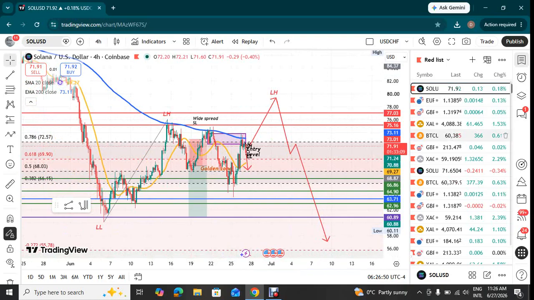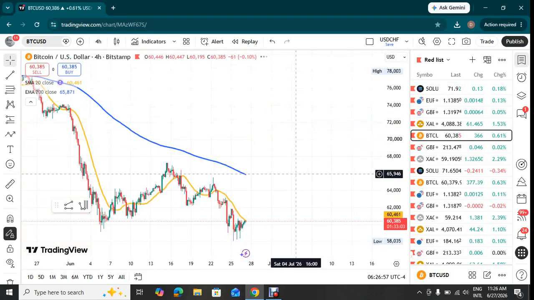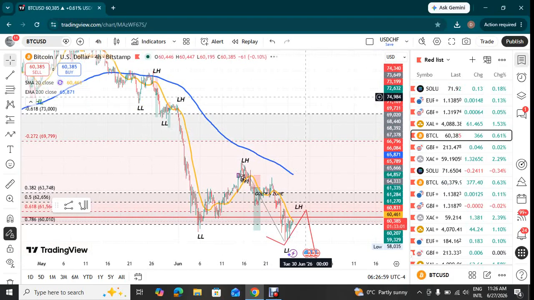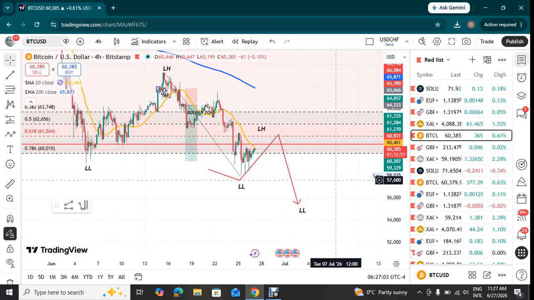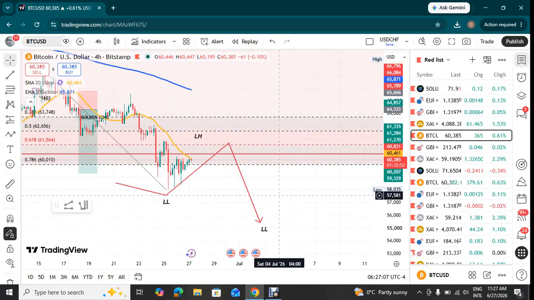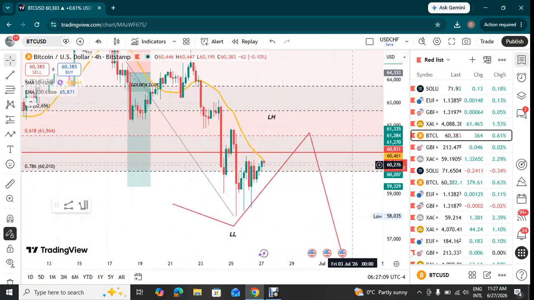All right, so I'm going to go into Bitcoin now. Okay, so Bitcoin right now, we're in a trade. We're in a trade in Bitcoin. Bitcoin is acting really slow now, but it's what it is. We wait and let the market decide. Okay, so right now on the 4 hour time frame, let's see what is happening.